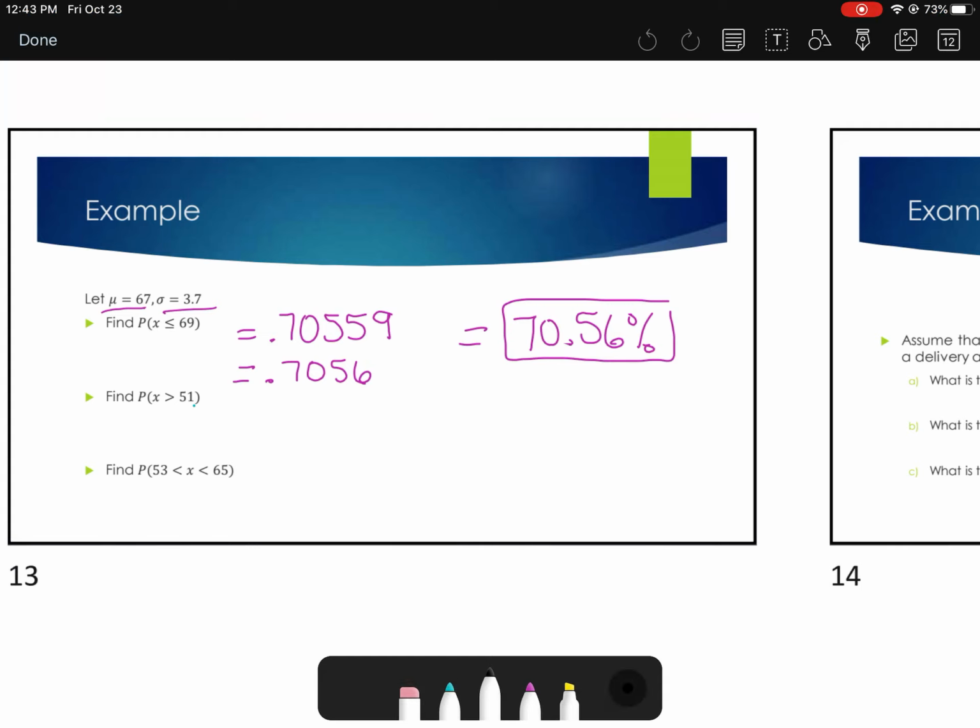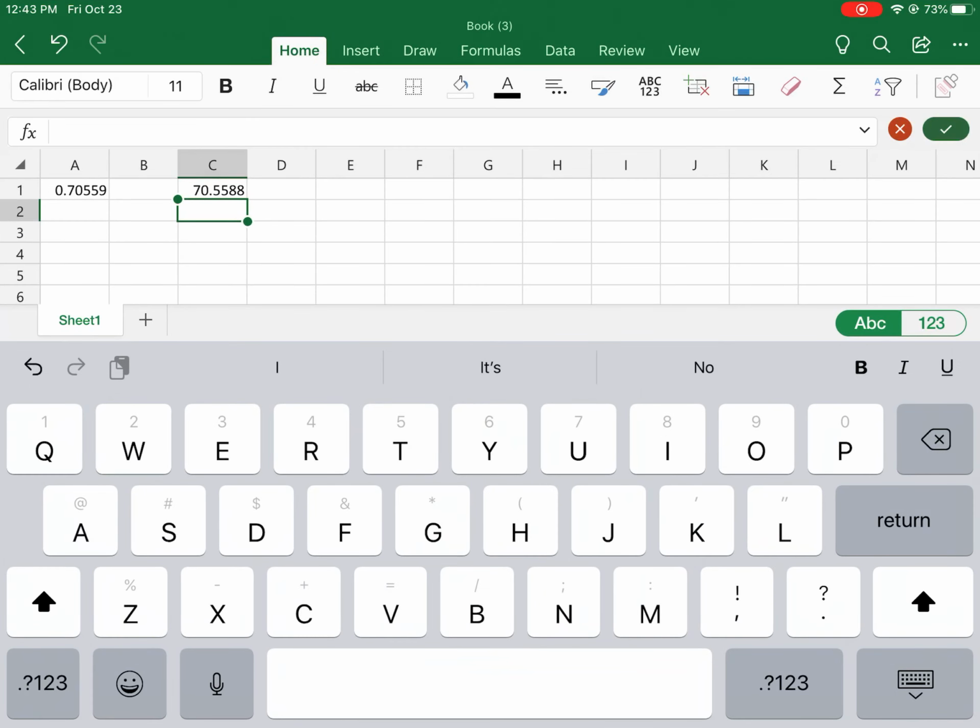Okay, so let's do this next one here. I want to find the probability that x is greater than 51. The first thing I need to do, remember, if I'm finding the probability that x is greater than 51, it's 1 minus the probability that x is less than or equal to 51. Okay, so let's go ahead and find that.